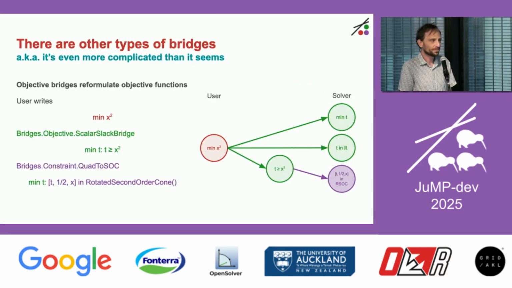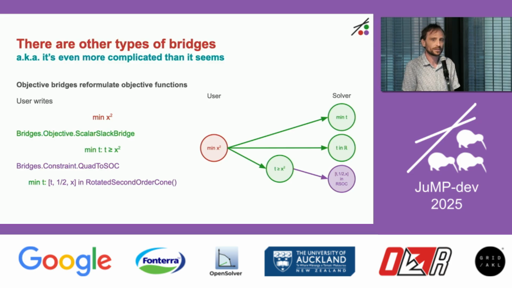I've kind of been lying to you for the last few minutes, in that the problem is actually more complicated than it seems. We have been talking about constraint reformulations. So these are constraint bridges where we're turning a constraint into a different type of constraint. There are also objective bridges. So when we add an objective function, the solver might not support that objective function.